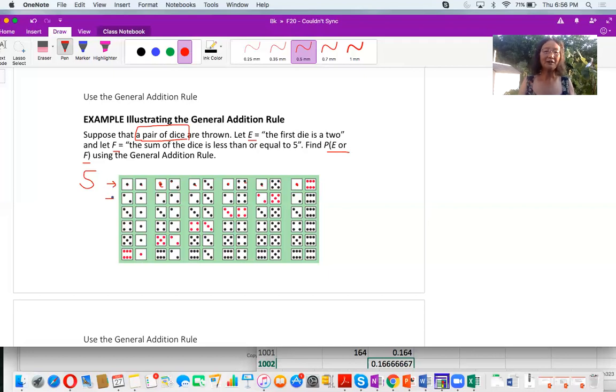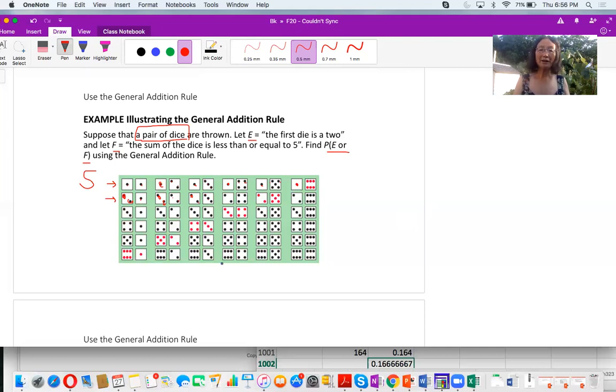This one starts with, when you throw a pair of dice, the first one is 2. So you see here, when the first one is 2, the second one could be 1. The first one is 2, the second one could be 2. The first one is 2, the second one, 3, etc. So you see this pattern.